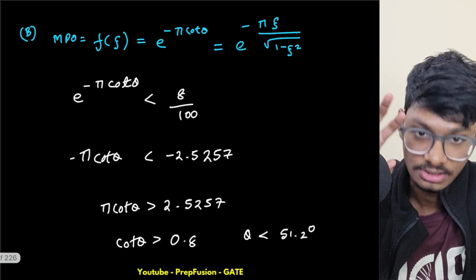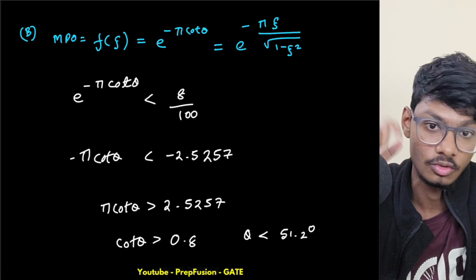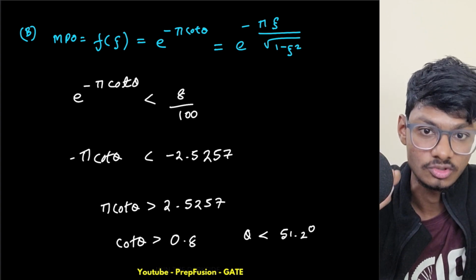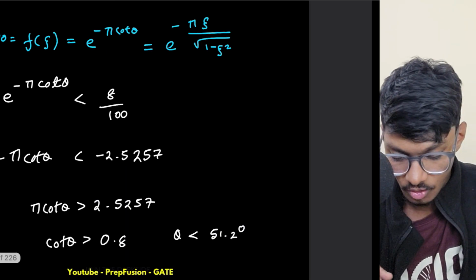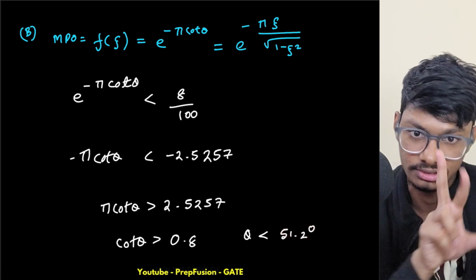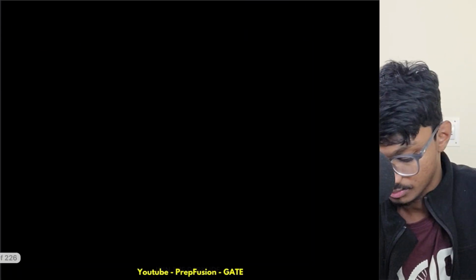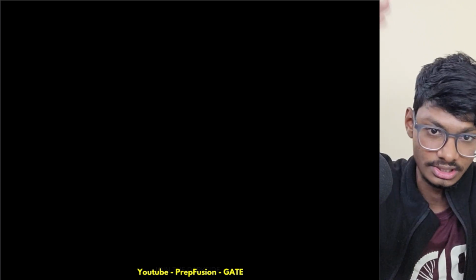So if theta is reducing, that means what? Zeta equals cos theta, so cos theta will increase. So zeta has to be greater than something. If I take the cos on both sides, then the inequality will interchange. Okay, that is the reason, because as theta increases, cos theta reduces, or as theta reduces, cos theta increases.